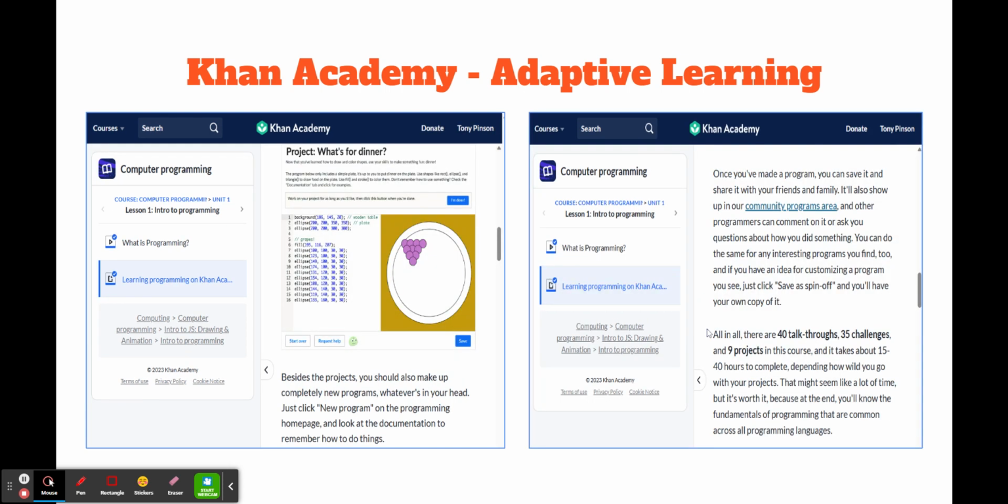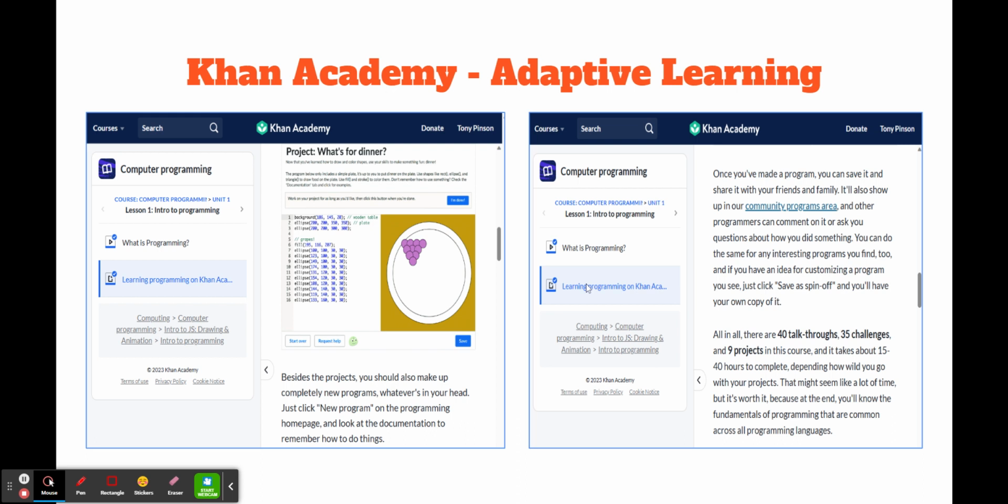But the Khan Academy also gives them projects and things of that nature to work on. Like in this particular example, it's giving them an example of how to code a dinner plate in one way or another. And it also gives them the opportunity to freelance a little bit with these coding examples and so forth.